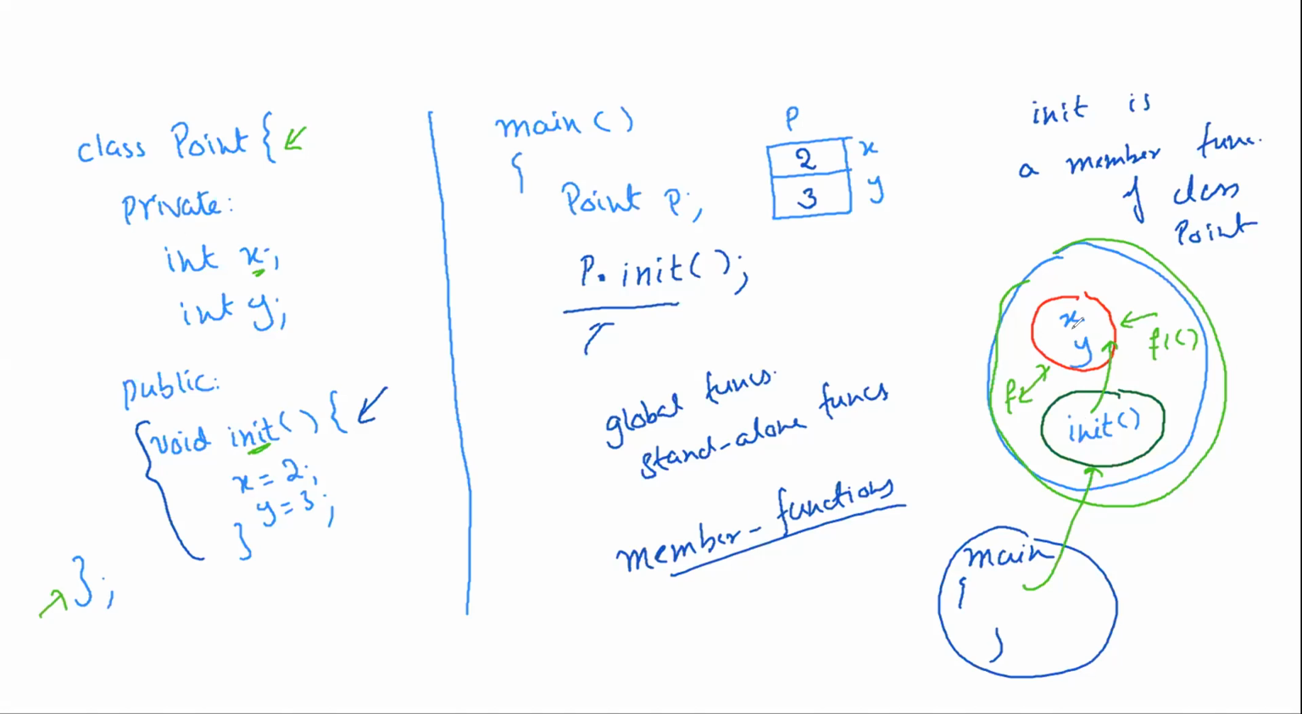So the key point in this example is that after dot with the object, you can write anything which is public. You cannot write anything which is private. From within the class, anything can access anything. Any function can access any other data member, right? But from outside the class, you have to be careful that we only access something which is public. If something is private, we cannot access it.